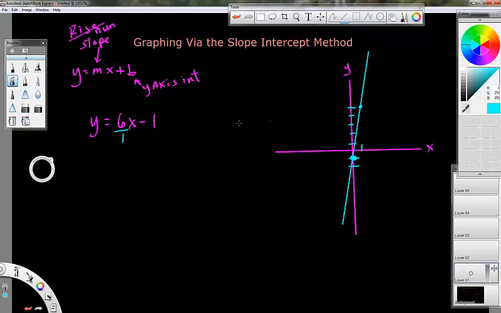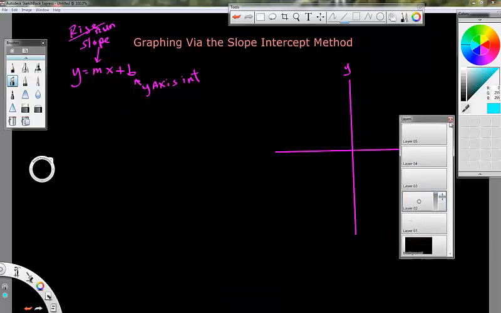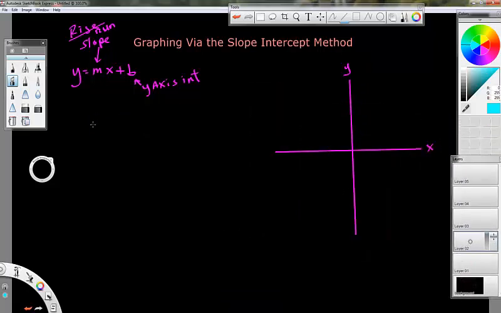It's very fast. You don't have to do a lot of math to do it if you can just identify what these things are. So let's try another one. Okay, let's say we had something, and I'll make this interesting. Let's make a 2x minus 3y equals 6. Now here's one in standard form, and we're going to graph this.